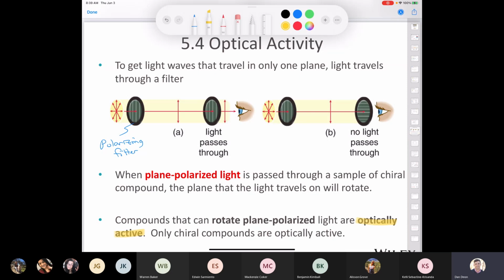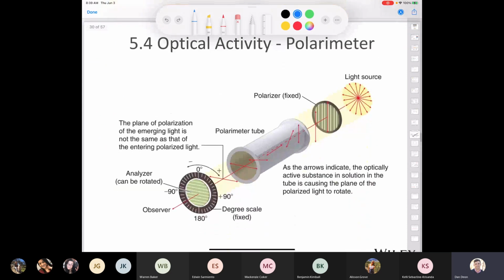The only compound that can rotate plane polarized light is one that's optically active. Let's say you make a solution of hexane, 1, 2, 3, 4, 5, 6, and you shine plane polarized light through it. It doesn't do diddly squat. Why? Because there are no chiral centers in hexane. You have to have an optically active compound. You've got to have a chiral compound in order for this to happen.